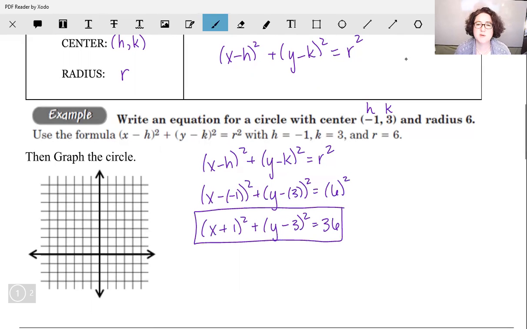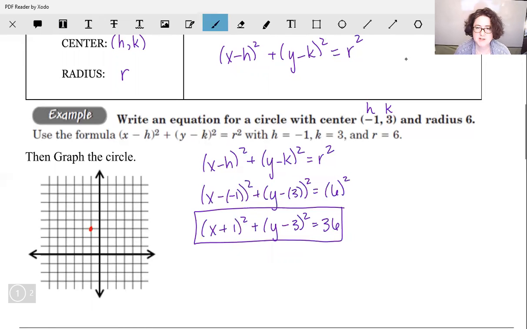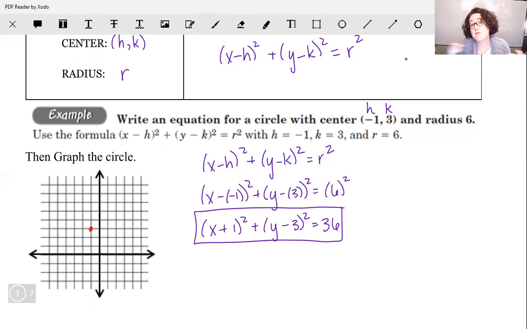But given that information, where our center is and where our radius is, we can also graph a picture of that circle. Let me go ahead and switch over to red so that'll pop a little better. So your center is at -1, 3. So plot your point -1, 3. There's your center, H, K. And then you have a radius of 6. So that means from every single direction, the loci of points that are all 6 units away from that center.